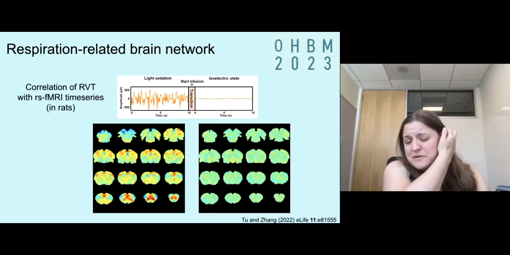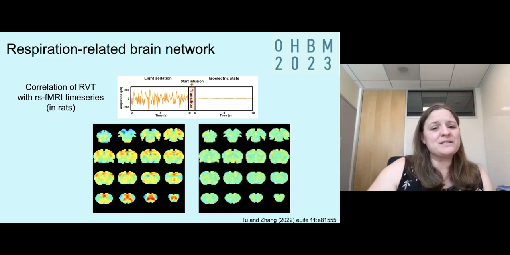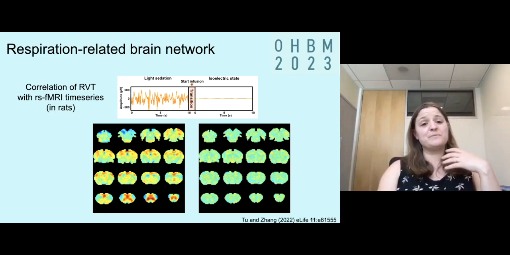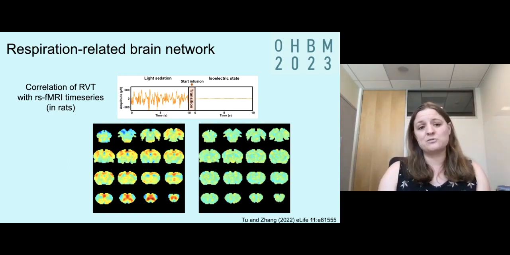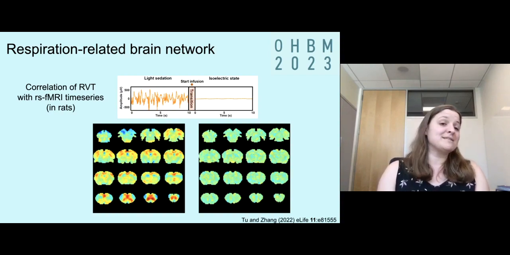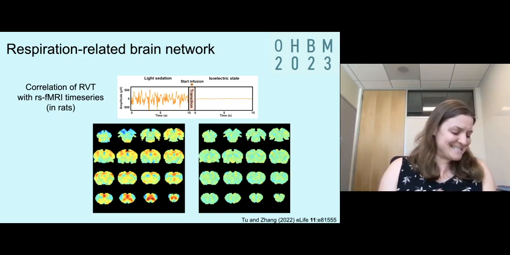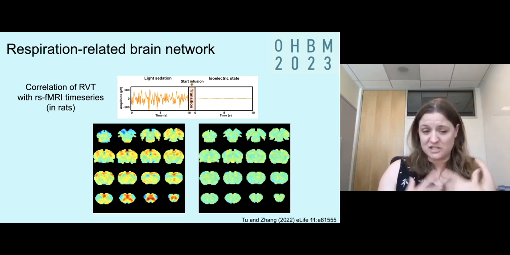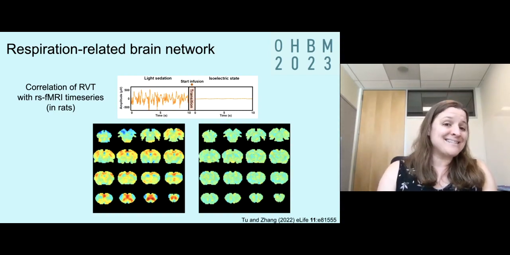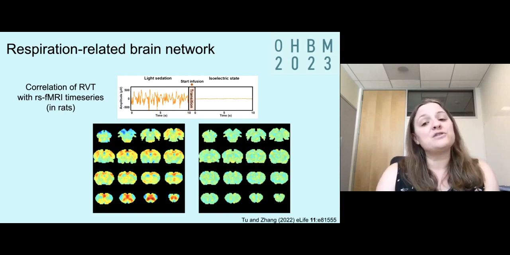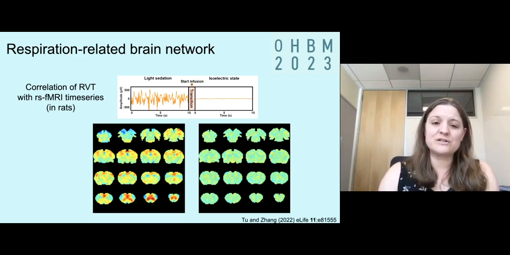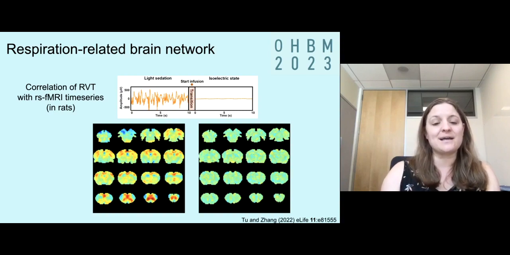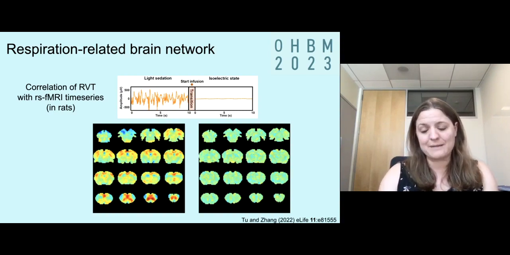Taking this a step further, Tu and Zhang looked at the relationship between breathing rate and depth as measured with this RVT parameter with resting state fMRI time series in rats, but they did it in a very clever fashion. First, they looked at this relationship just in normal resting state with light sedation, and then they began an infusion of sodium pentobarbital to create this isoelectric state, basically silencing neural activity throughout the brain.